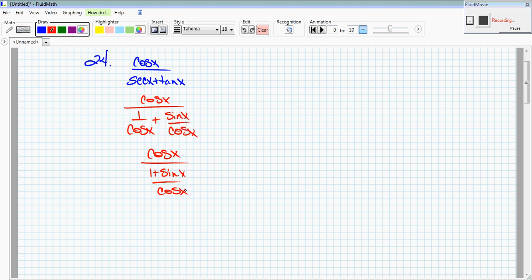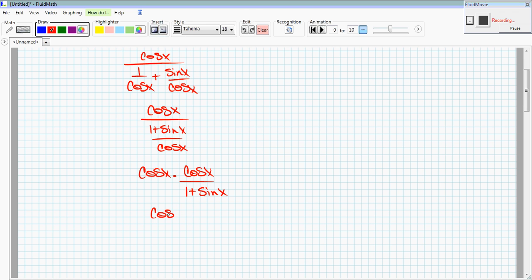Again, we do have a complex fraction, but a single fraction here, and the denominator allows us to then multiply the numerator by the reciprocal of the denominator. So we have the cosine of x times the cosine of x over 1 plus the sine of x. That gives us cosine squared of x over 1 plus the sine of x.